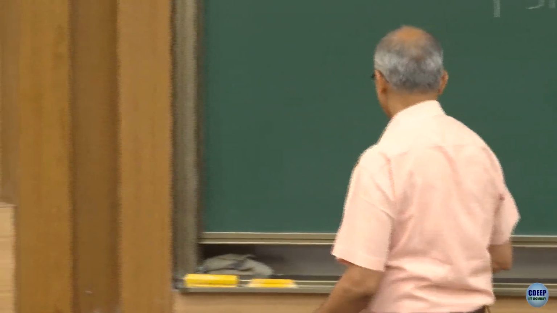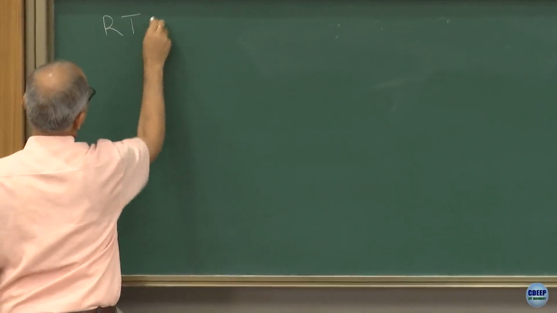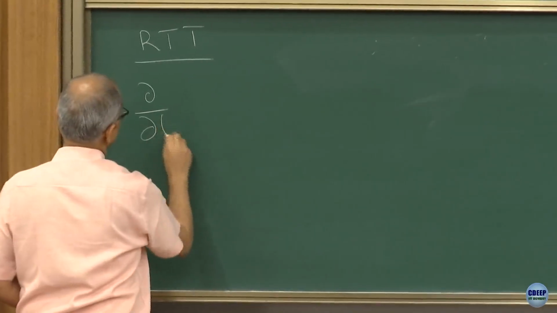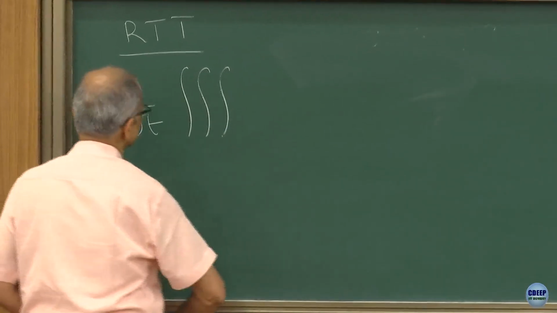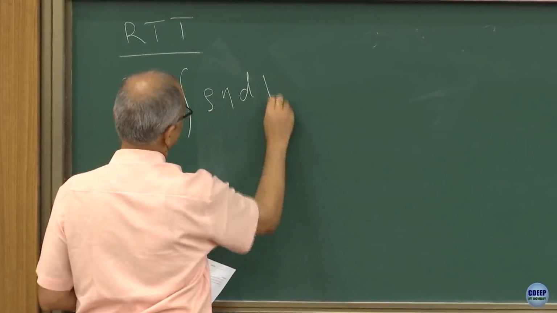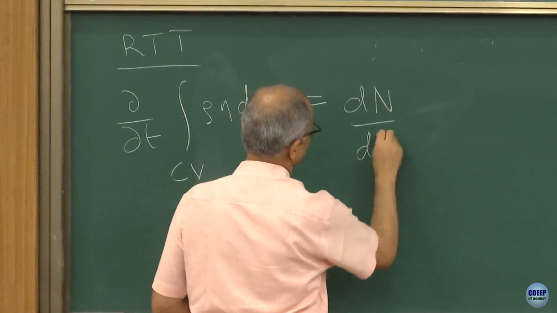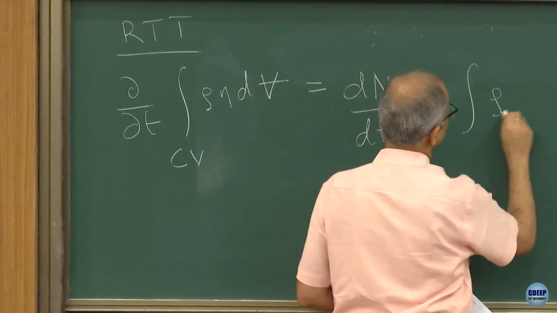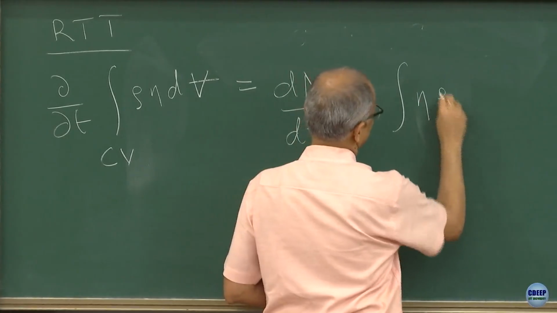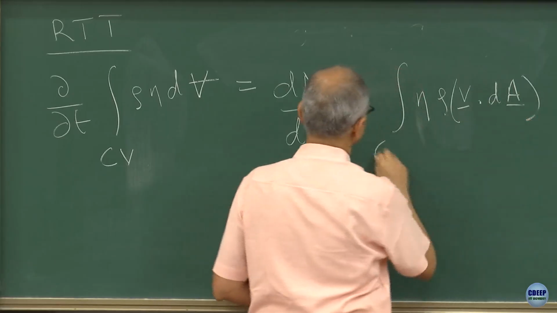So let us recall what the Reynolds transport theorem is. Writing it as RTT for short, it says that ∂/∂t of the integral of rho eta d volume over the control volume is equal to dN/dt minus the integral of eta rho v dot d area over the control surface.